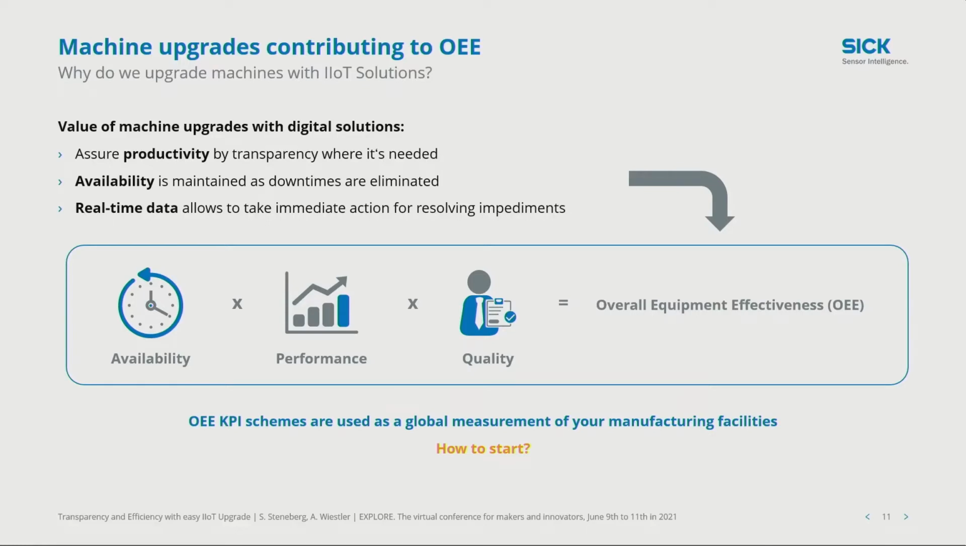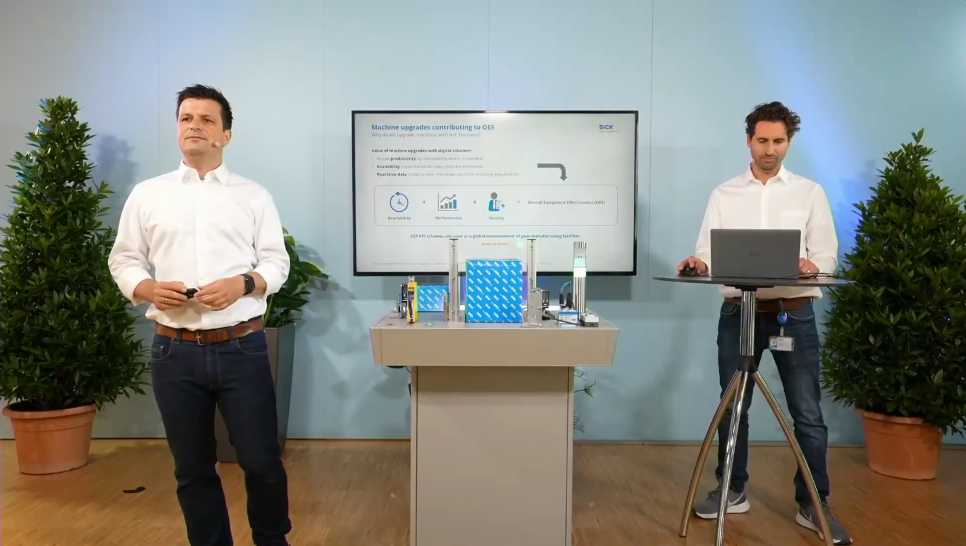You make sure that the machine is running all the time, and you receive the real-time data to finally calculate these KPIs directly on the spot. So availability, performance, and quality generate the OEE KPI. And if you wonder right now how you can start, we have two answers for you.